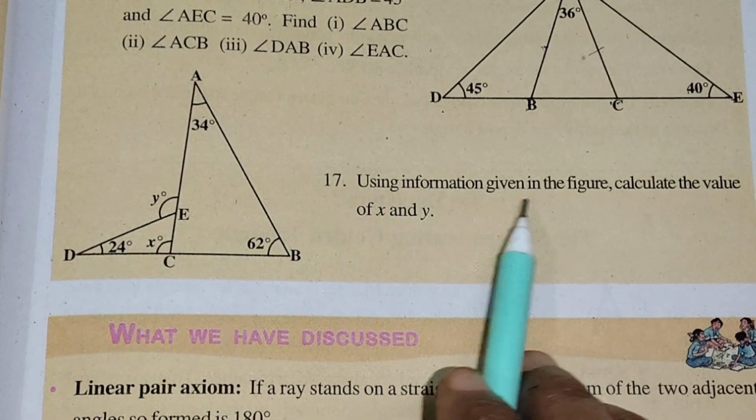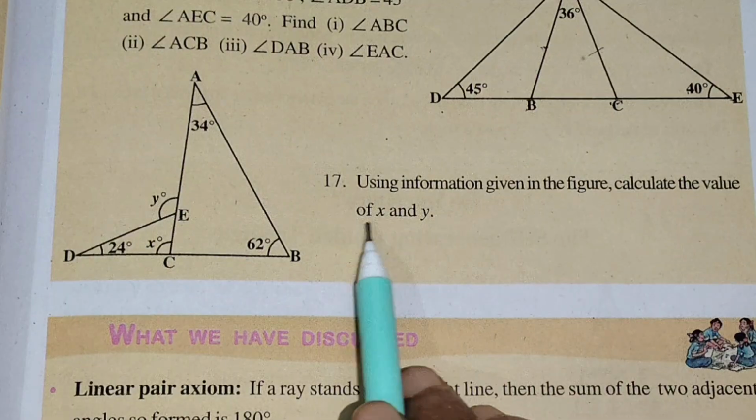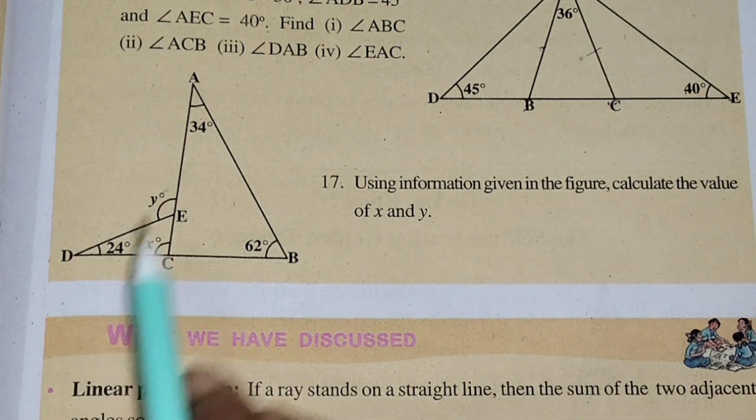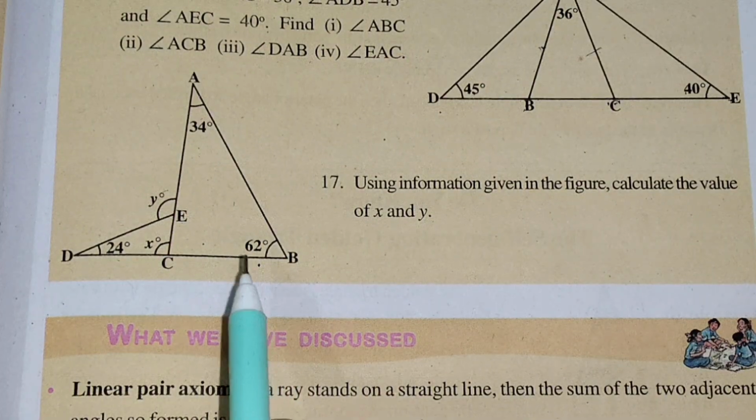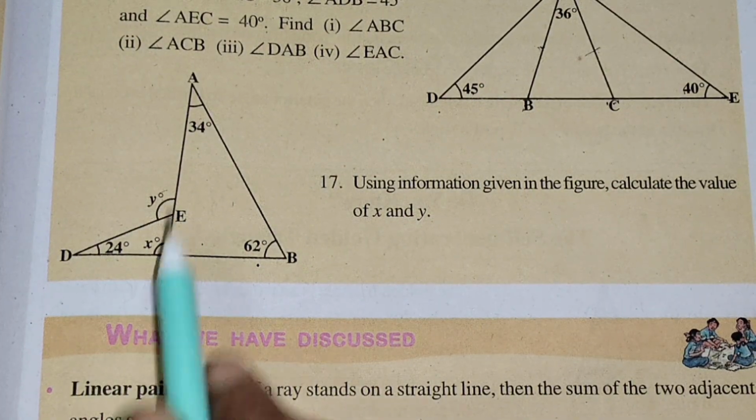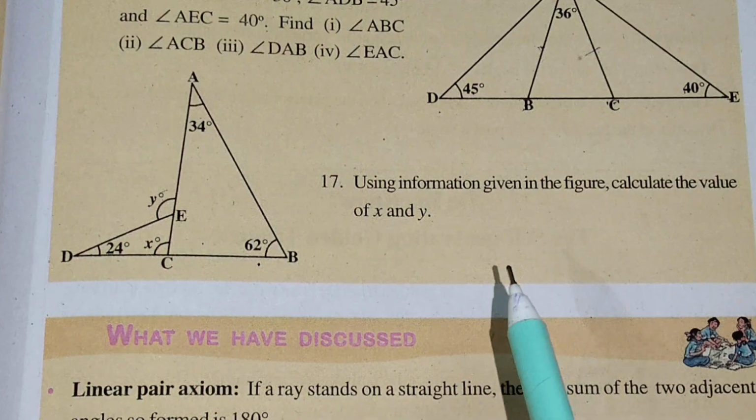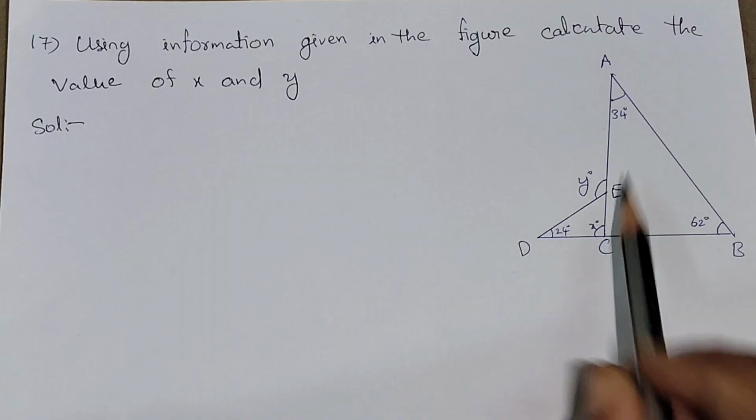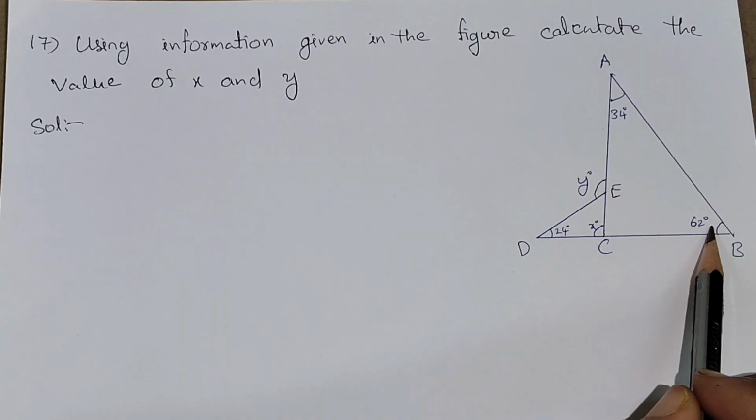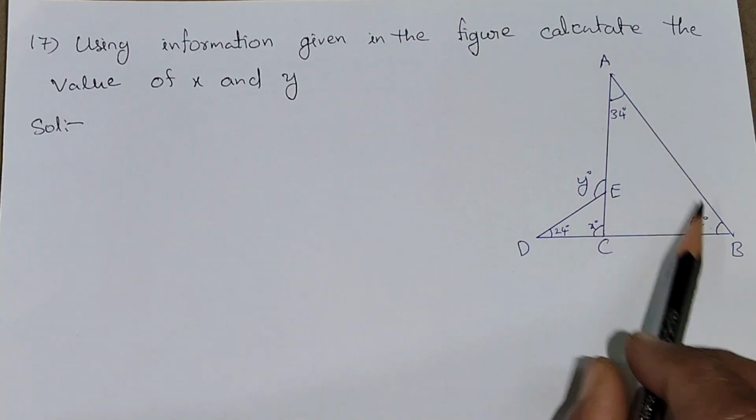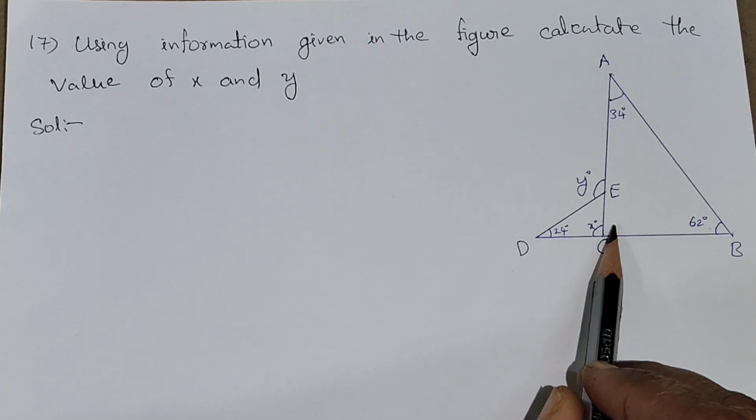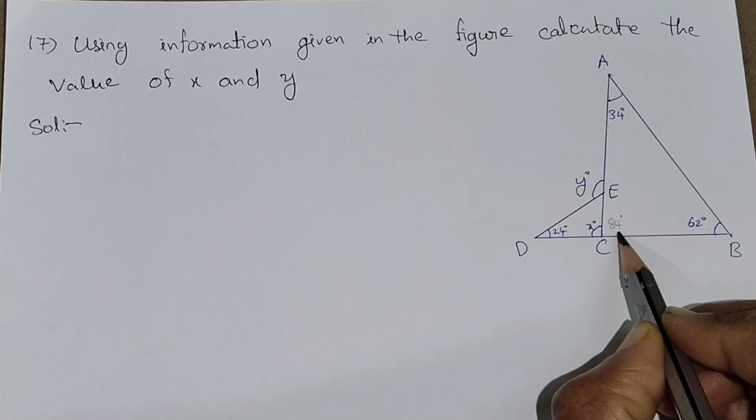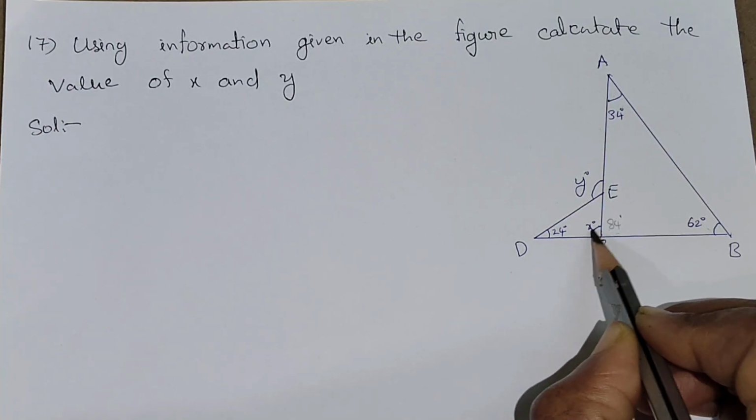Seventeenth question: using the information given in the figure, calculate the value of x and y. So here one diagram is given. Some angles are given: 24 degrees, 34 and 62 degrees. We find the values of x and y. Two triangles are given. In the first triangle ABC, two angles are given, 34 and 62. Their total is 96. So the third angle is 180 minus 96 equal to 84 degrees. This 84 and x are a linear pair, so we find the x value.